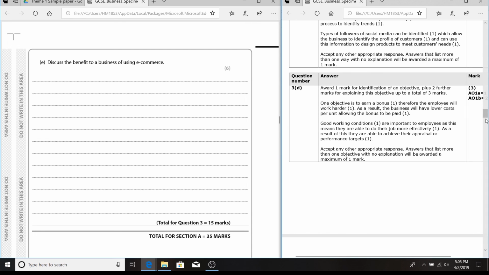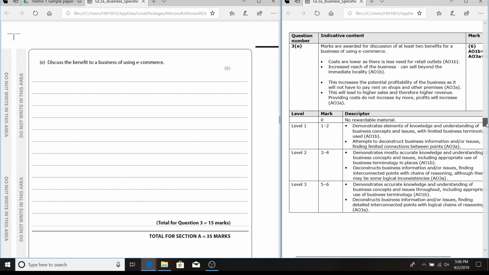Let's have a look at what the mark scheme said here. Right, so it could be that your costs are lower, fine. Increased reach of the business, can sell beyond the immediate locality. Increased potential profitability, fine. All right, we get the idea.